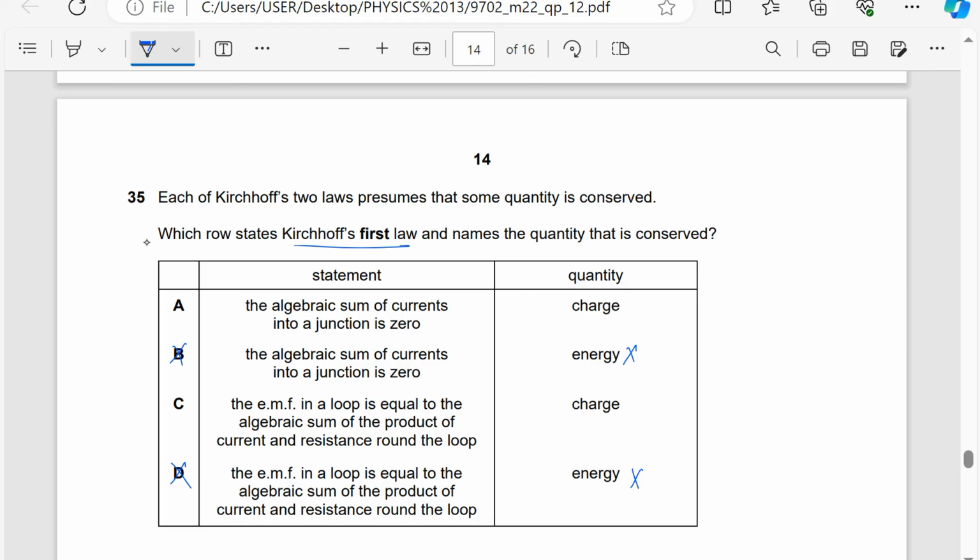The first law is conservation of charge, which is the sum of currents into a junction equals the sum of currents out of the junction. So the answer is A. The algebraic sum of currents into a junction is 0. That means if you say currents entering are positive and currents leaving are negative, when you sum them up, they should give you 0. So the answer is A.